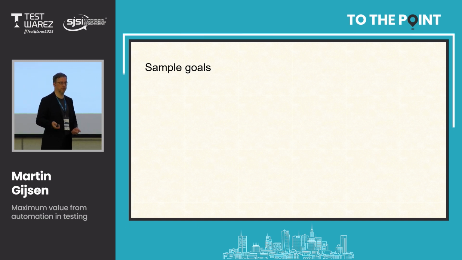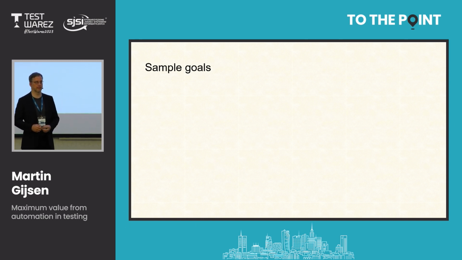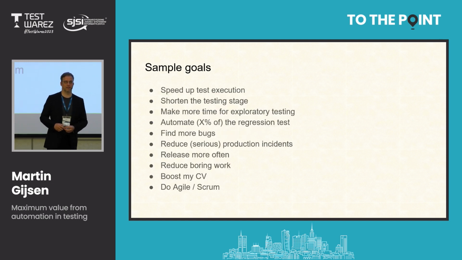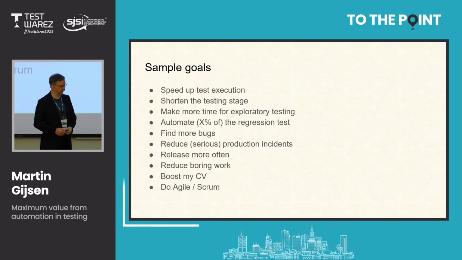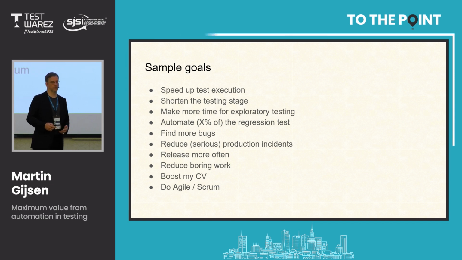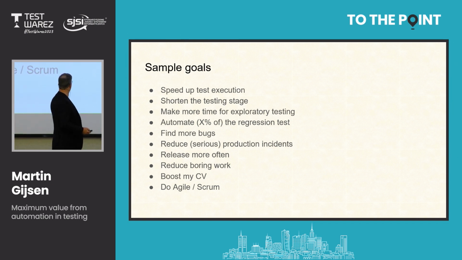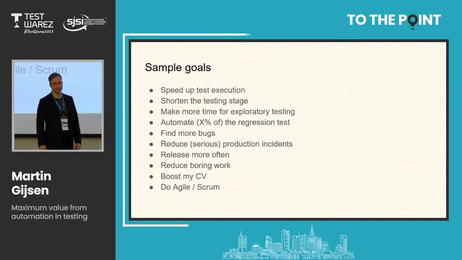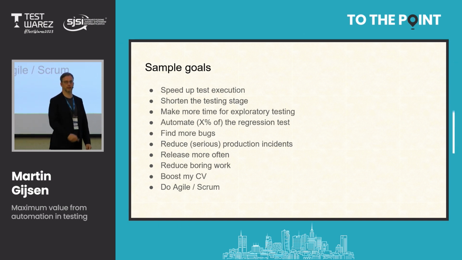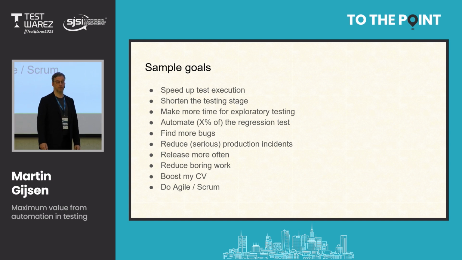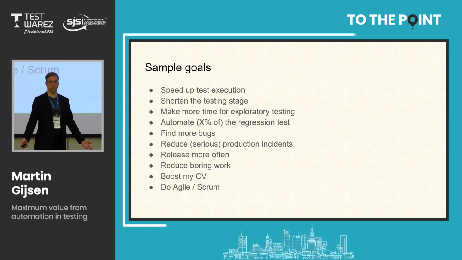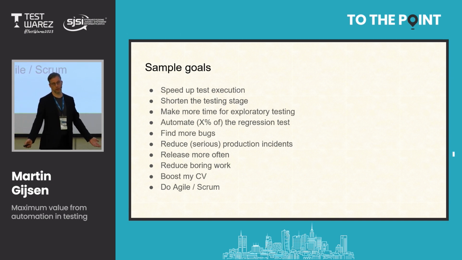Consistency from automation, sure. I listed a few of them, there are more, and of course the favorites are the bottom two: boosting your CV, because everyone wants automation, so I'm going to do automation so that for my next project I get better pay. Or we're doing Agile, or we're doing Scrum, so we have to do automation, right? So that's why we do it.